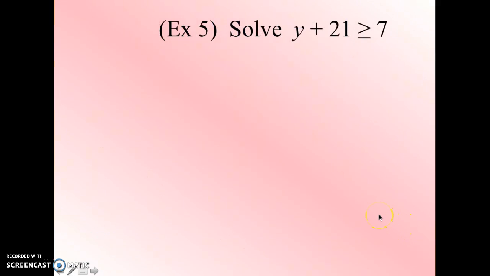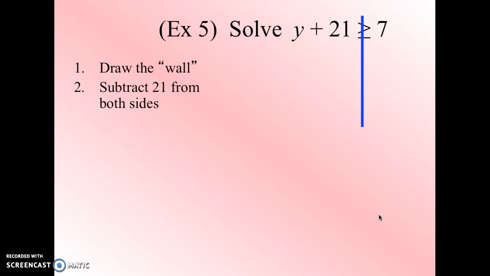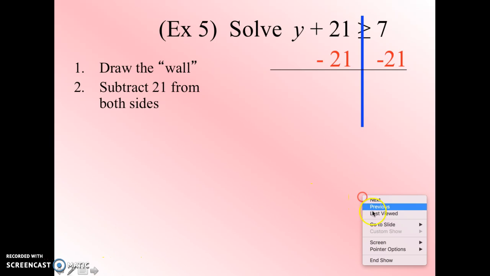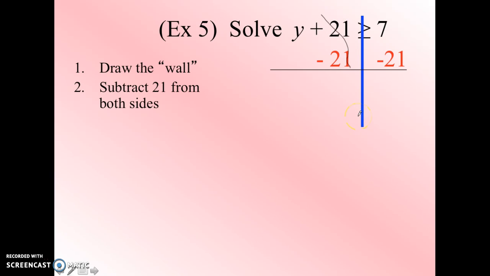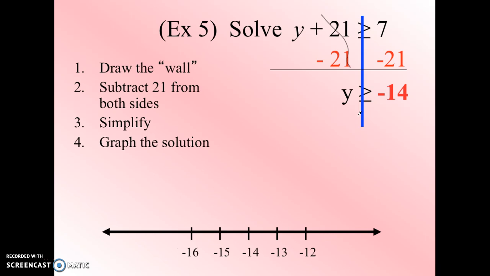Lastly, to solve another equation, we have y plus 21 is greater than or equal to 7. We draw the wall, and what we're going to do is subtract 21 from both sides. What this will do again is cancel them out, leaving us with y is greater than or equal to negative 14 after we simplify. When we draw the number line, we circle negative 14, but we fill it in. It's a closed dot because it's greater than or equals to. And then we're going to draw an arrow to the right because it's greater than or equal to.